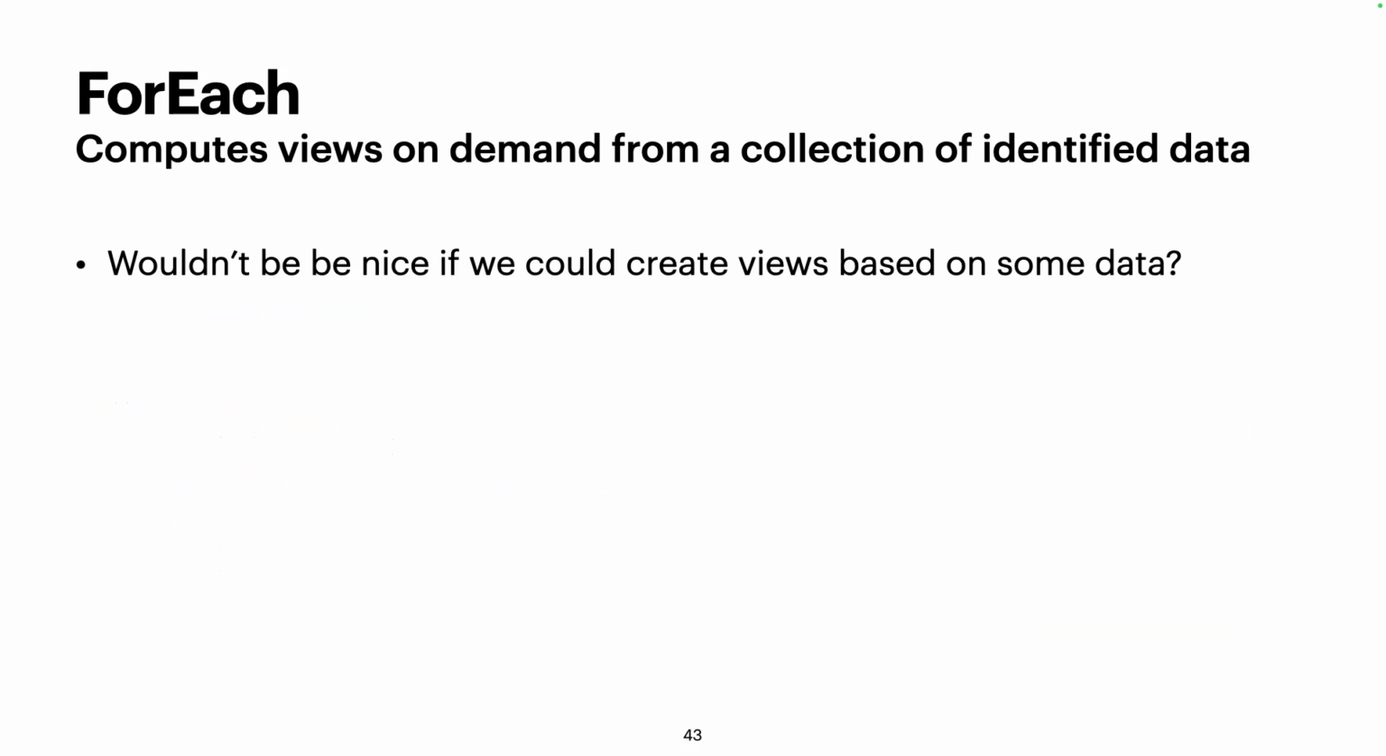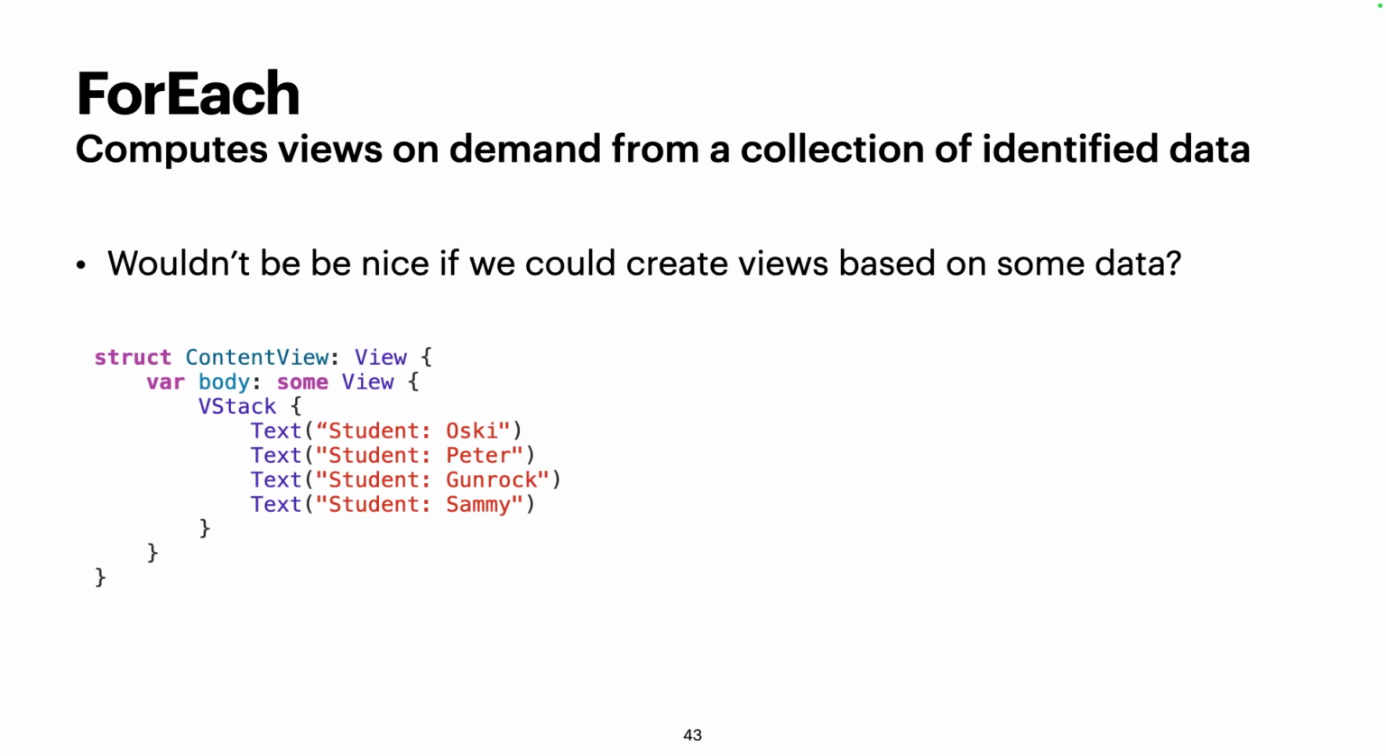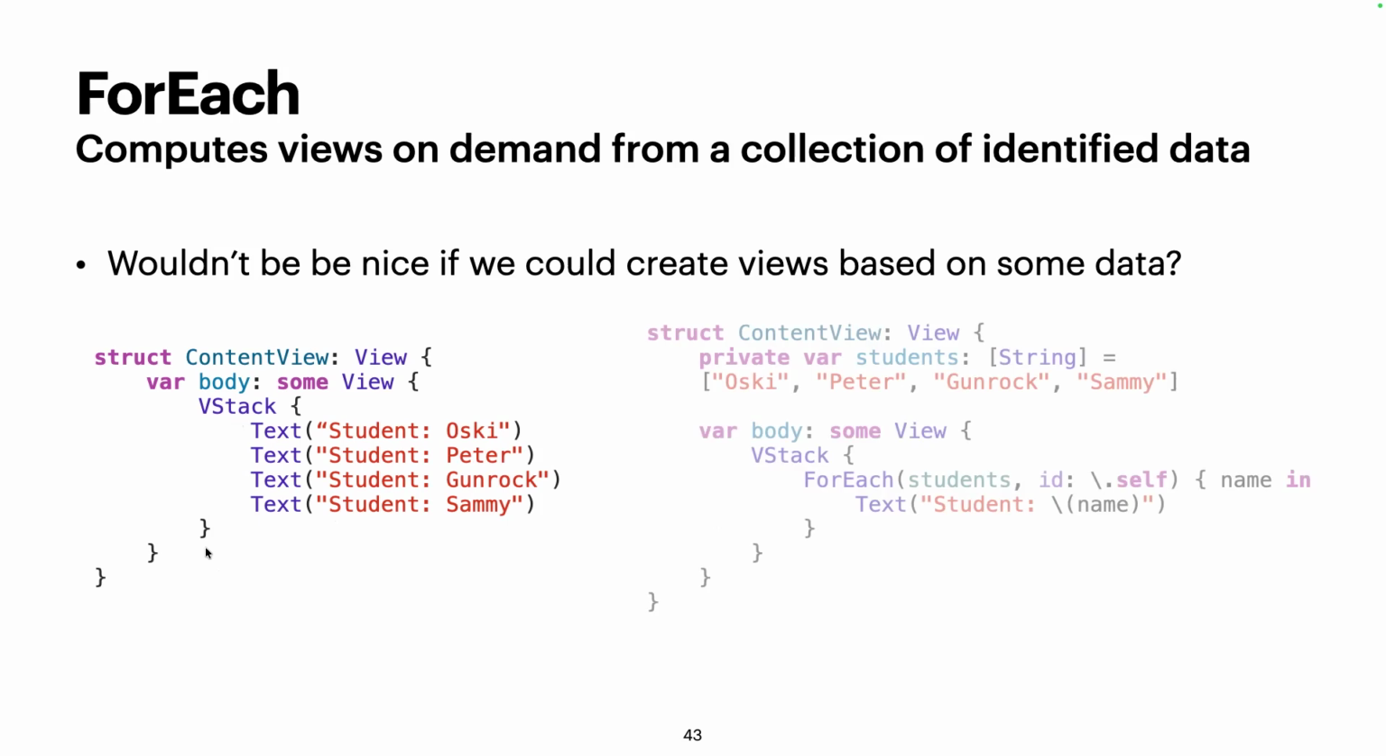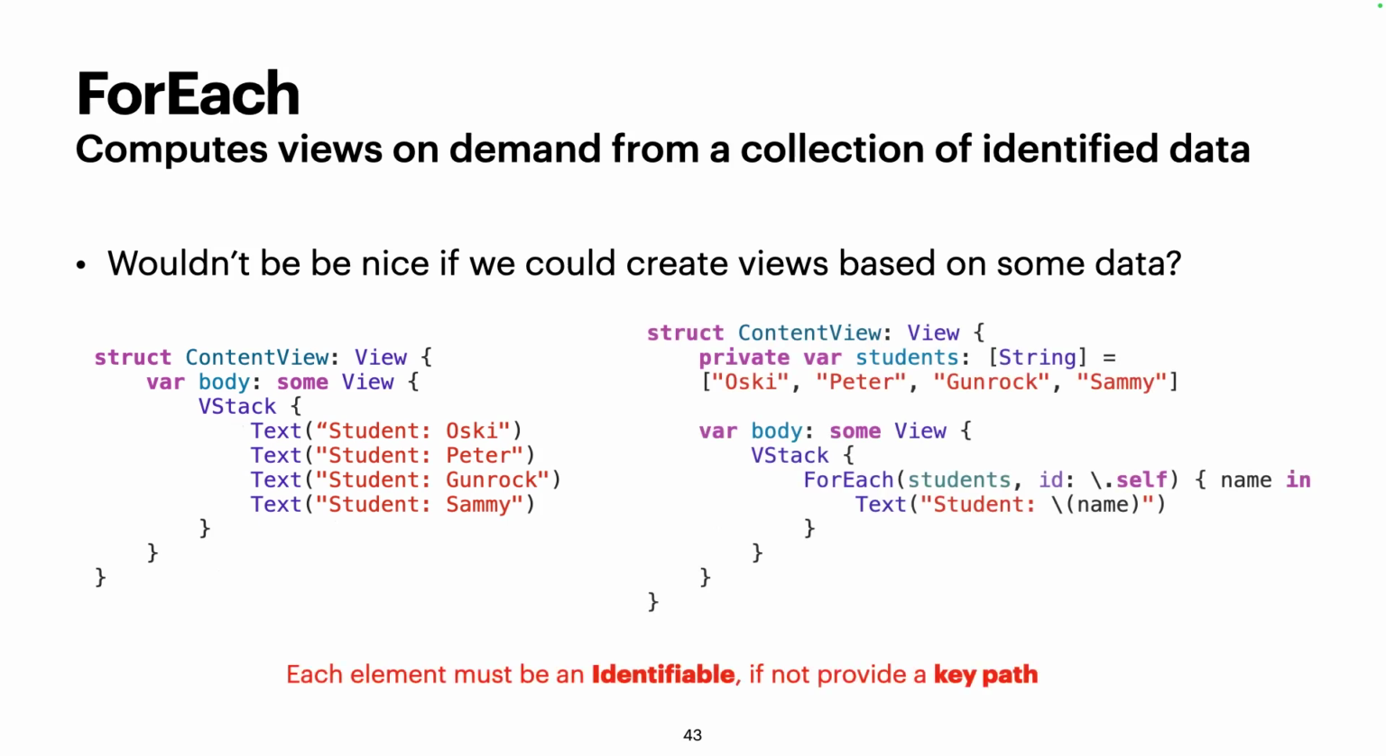A lot of times when working with data, we have a list of data, right? Wouldn't it be nice if we could create views based on some data, like an array of strings, and show a list of people? So here in our content view, we have a VStack, and we have a text, text, text, text. Now, these are all static, right? If some new students come in, we can't change it. These are just set in stone.